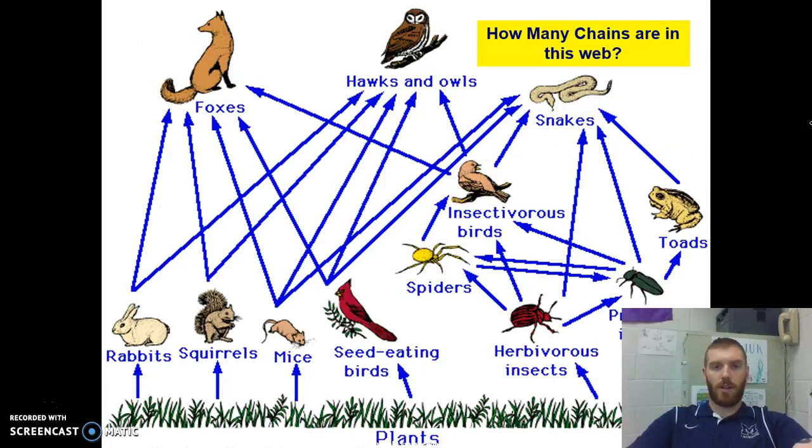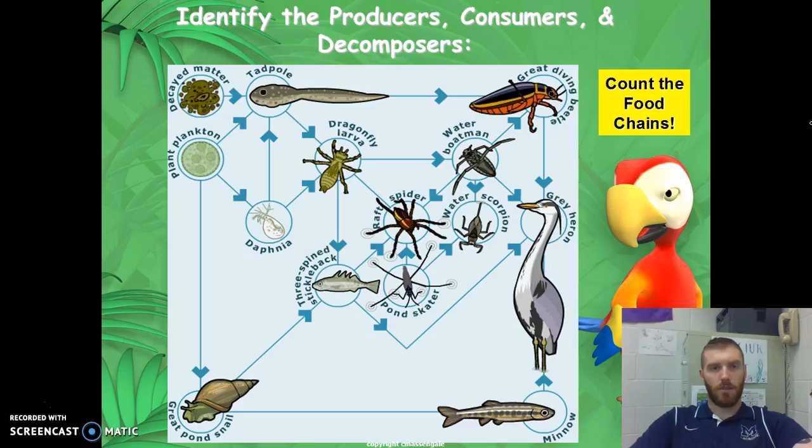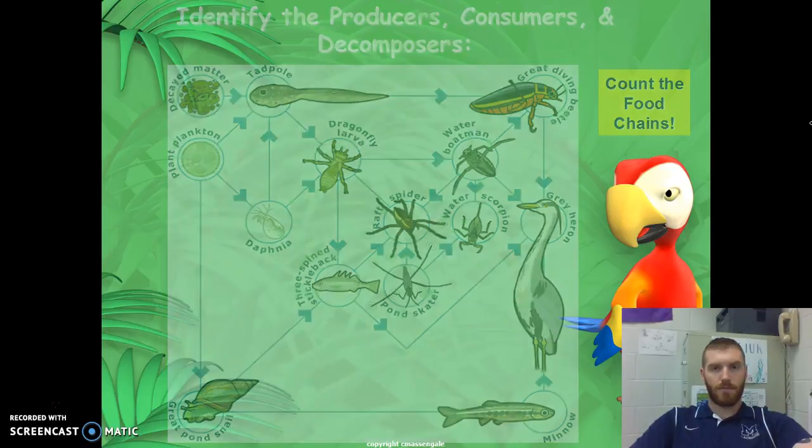So there are several food chains in a food web that just highlights all of the food chains in an ecosystem. Okay. Here you should be able to identify the producers, consumers, and decomposers. And that's it for today.